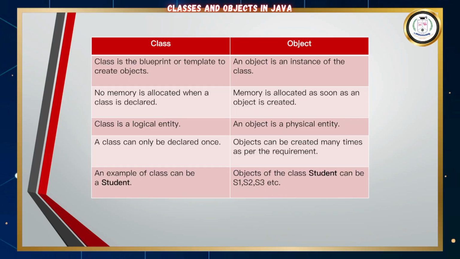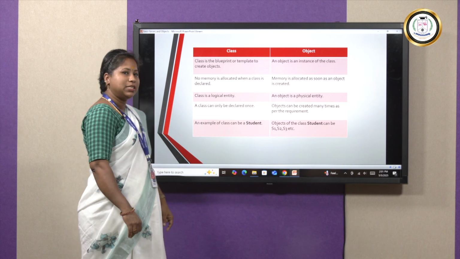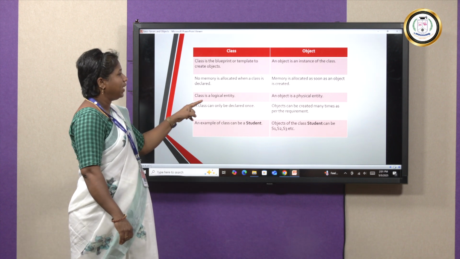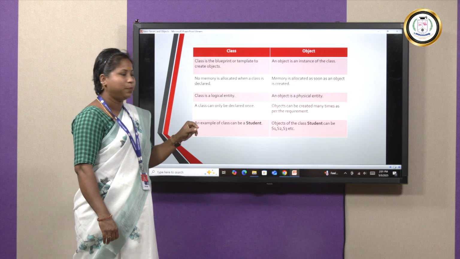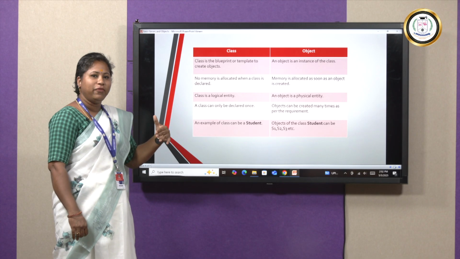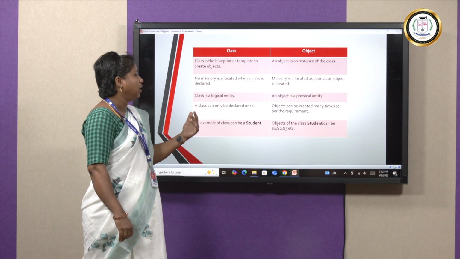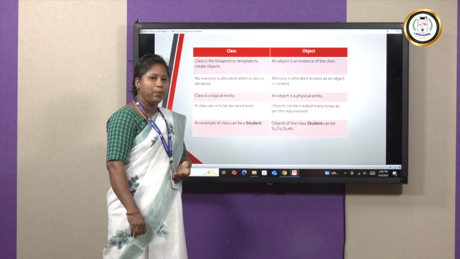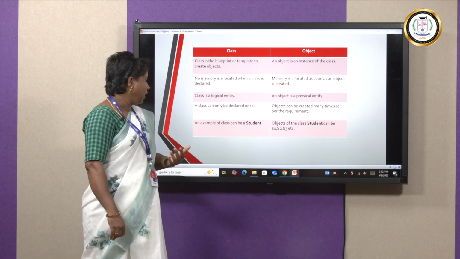Now we saw what a class and an object are. The important difference between class and object: a class is a blueprint, whereas an object is an instance of a class. A class does not occupy any memory space, whereas an object will occupy memory space when it is created. We can call the class a logical entity, whereas an object is a physical entity. In a program we can create only one class, whereas we can create n number of objects as we require.